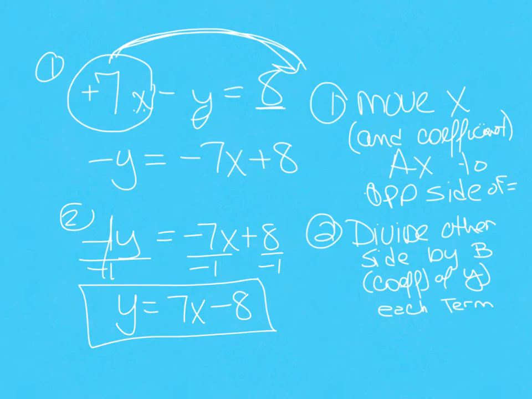Okay? So first step is move Ax, the whole thing, to the other side. Remember, when you move it, you're doing the opposite. And then second step is to divide everything on the other side, each term, by the coefficient of y, which is B. Okay? All right, let's try another one.